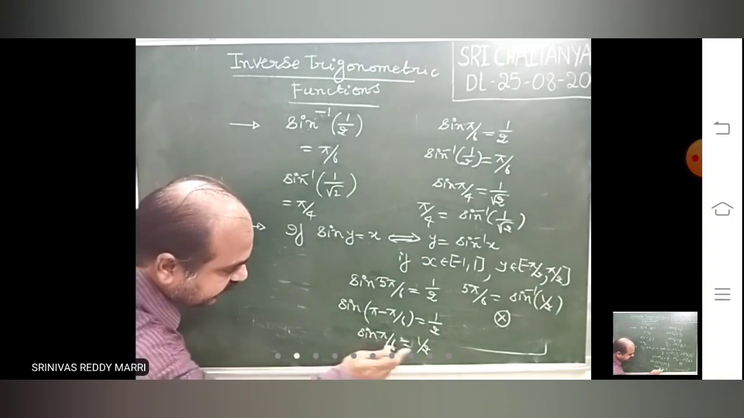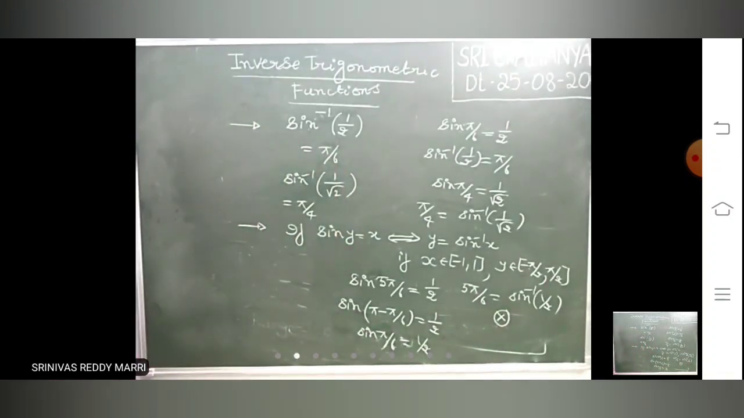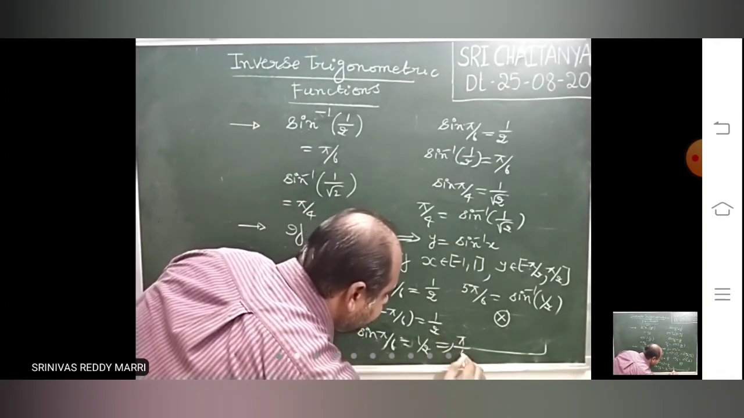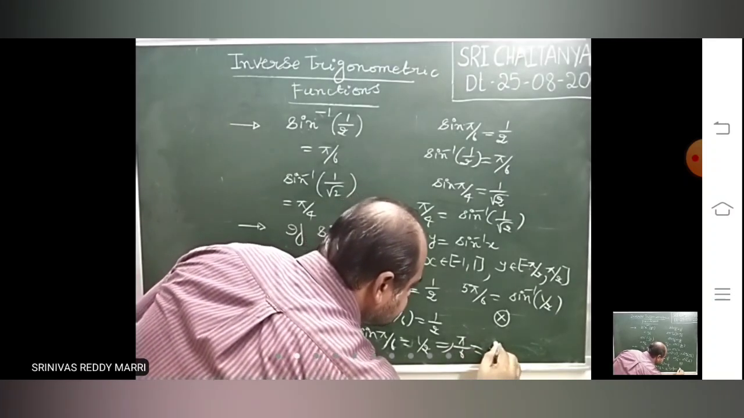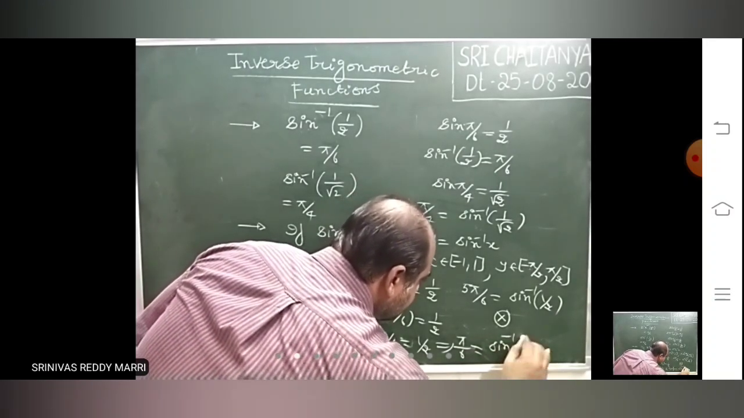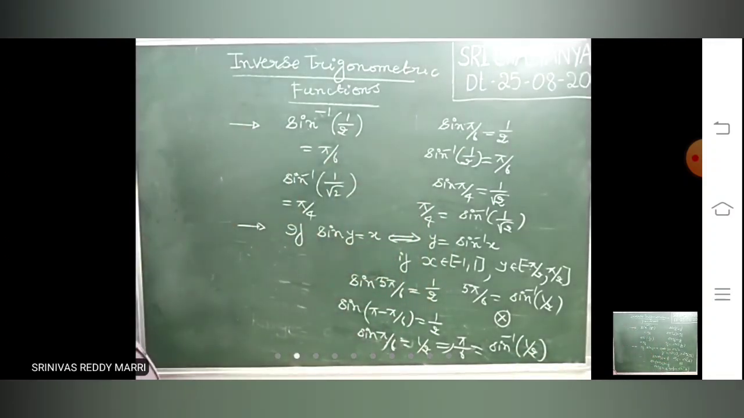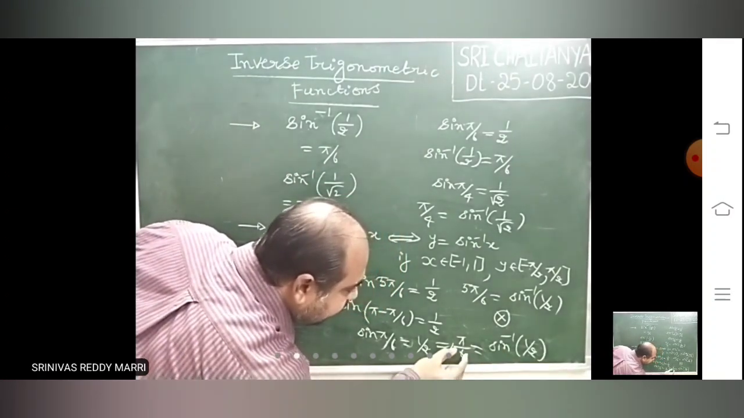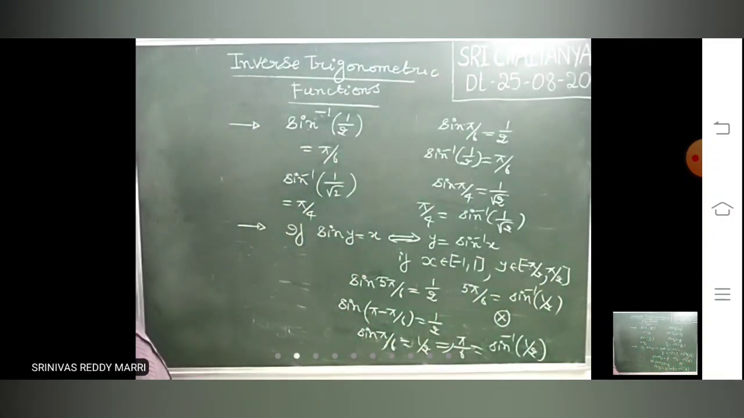Now look here. Sine y equal to x. This angle lies in the interval minus pi by 2 to pi by 2. Now I can write that pi by 6 equals sine inverse 1 by 2. Look at sine inverse x value: here you got pi by 6, which lies between minus pi by 2 and pi by 2.